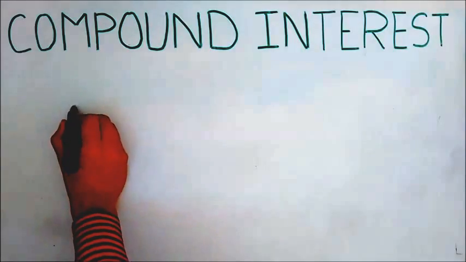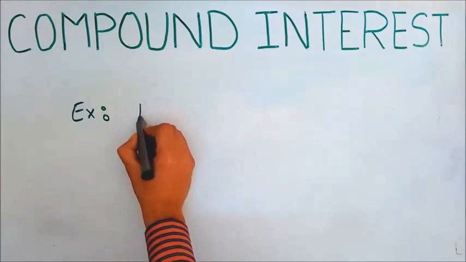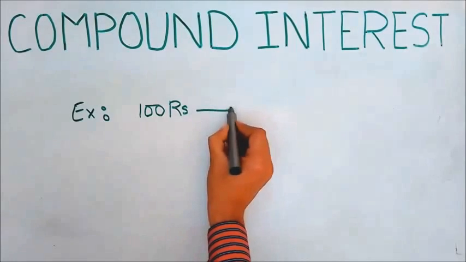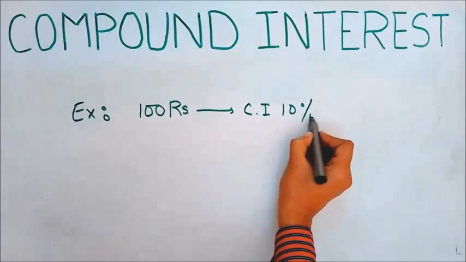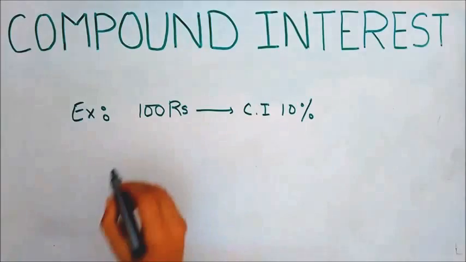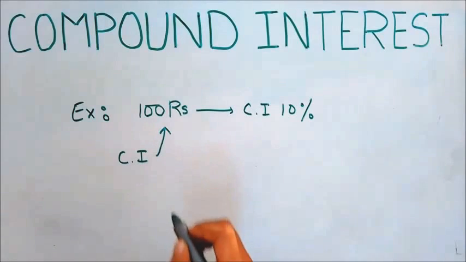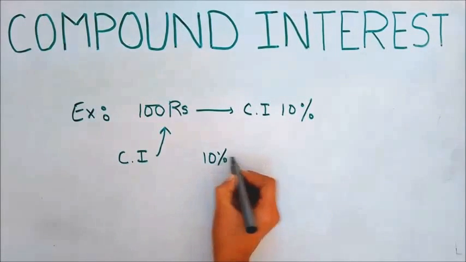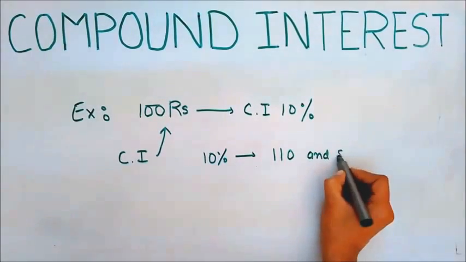For example, suppose we take 100 rupees at the rate of compound interest at 10%. After 1 year we cannot pay the amount, so here the compound interest imposed on 100 rupees for the first year, that is 10%, is imposed on 110 rupees and so on.